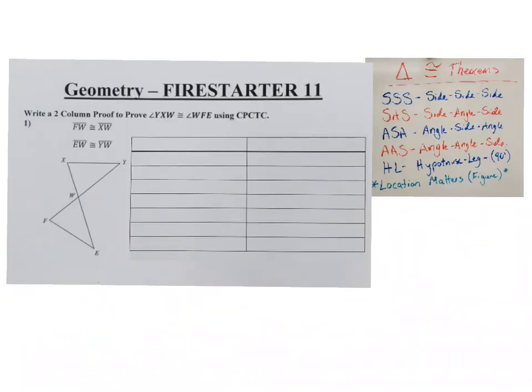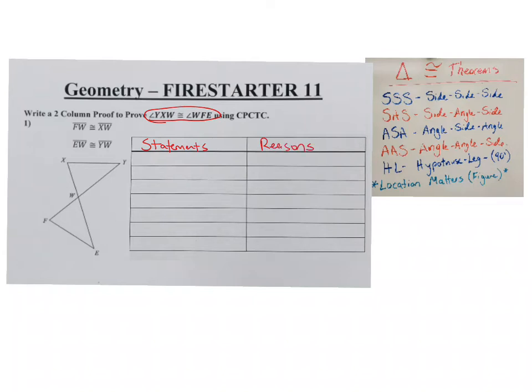Alright, last one, Firestarter 11. So we are writing a two-column proof to prove this. I did not tell you what method to use. You could use any method that you want to use. Alright? So I'm going to say statements and reasons.